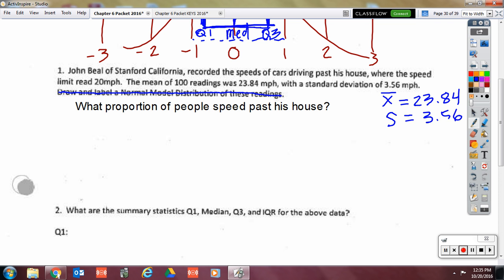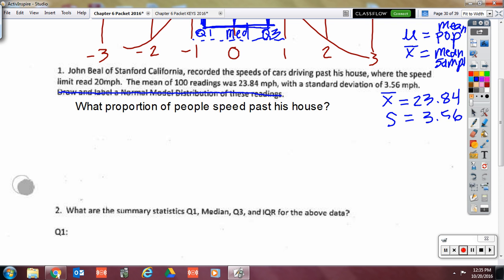Okay? So, in order to be speeding, yes. Okay, so mean is written like this. That is, the mean of the population. X bar is the mean of a sample.